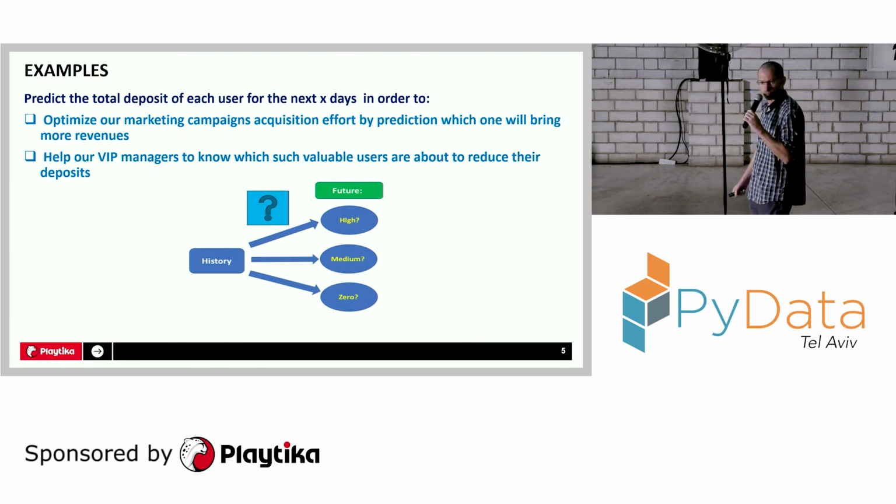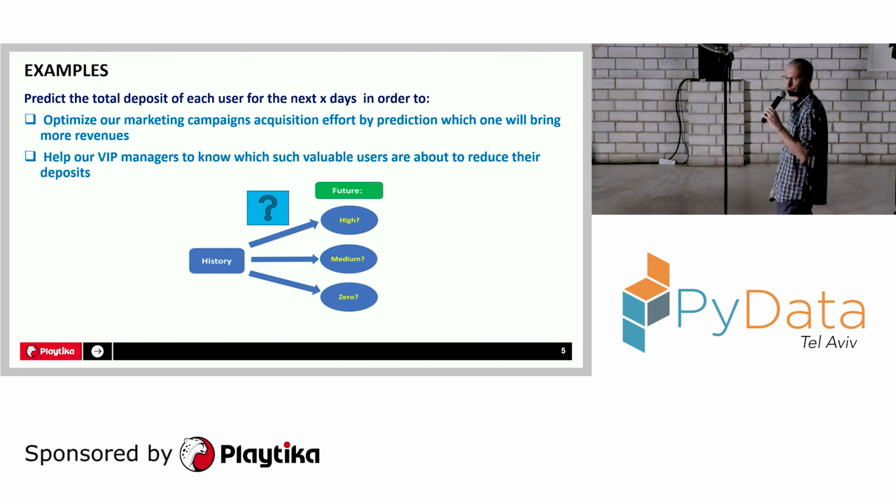Another aspect is for our VIP users. So we have our VIP managers dealing with those users. They would like to know whether some of the users will have some regression in their depositing patterns. So this is very important.